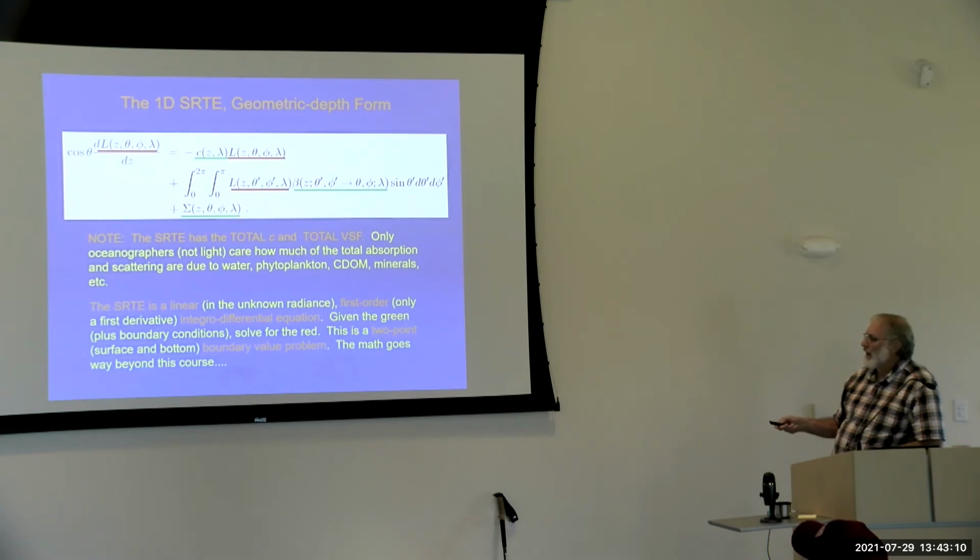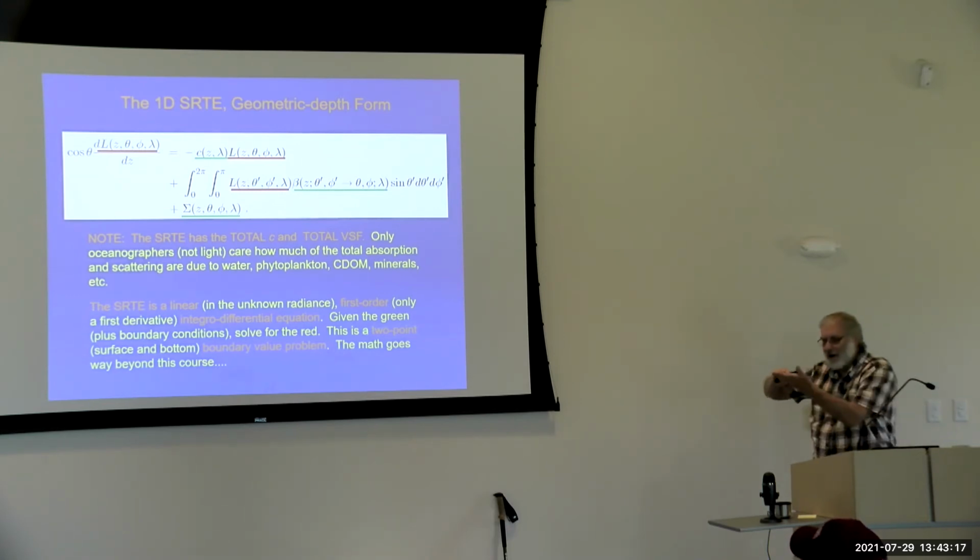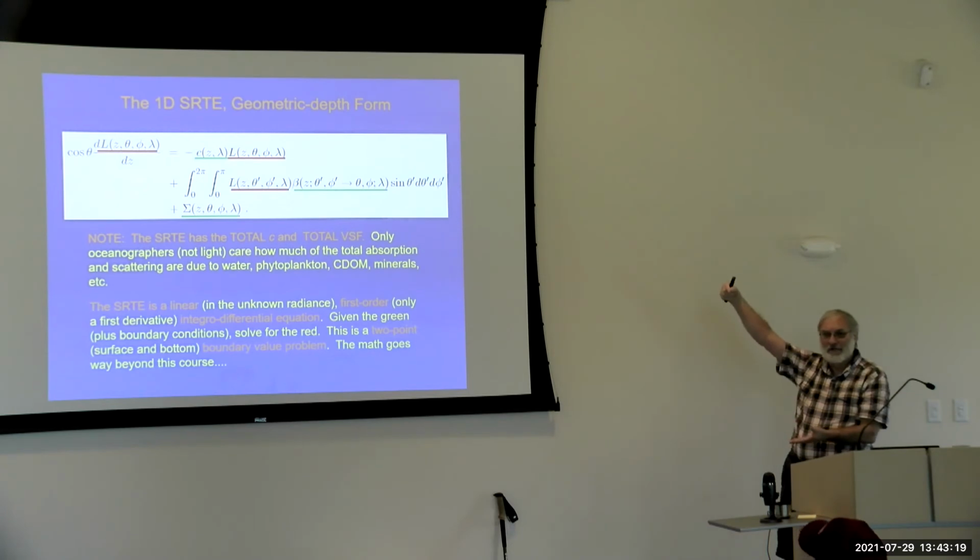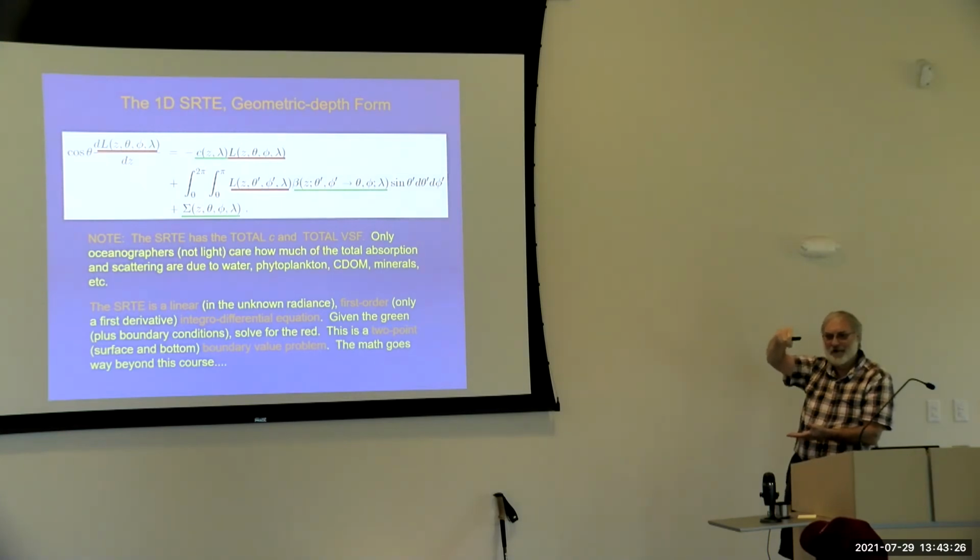And so it's to be solved as what's called a two-point boundary value problem. We've got our water here, and we have sunlight coming in at the surface, and that tells us what the radiance is up here. That's one boundary. The other boundary is at the bottom of the ocean, which might be finite depth with some reflectance, or it might be infinitely deep. So anyway, you have to tell me what's going on at the bottom and what's going on at the surface. That's our two boundary points.